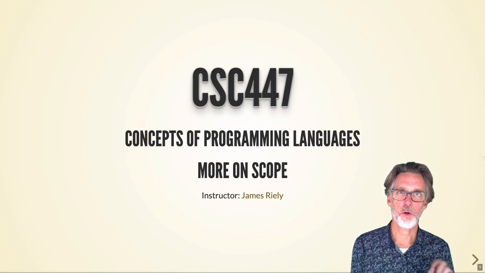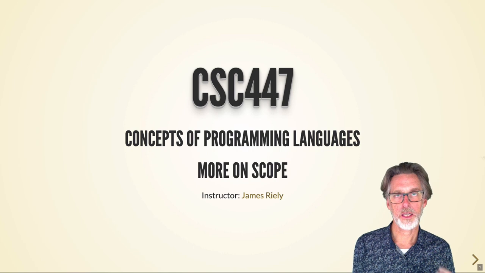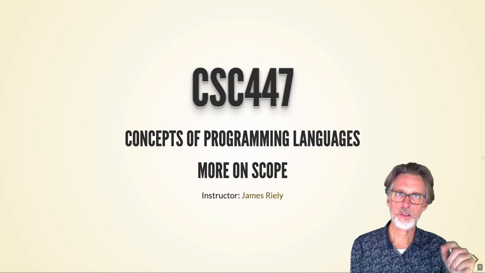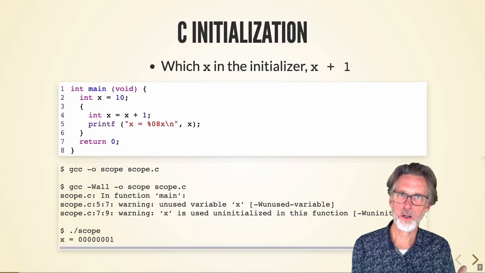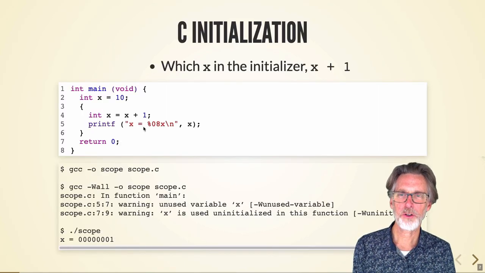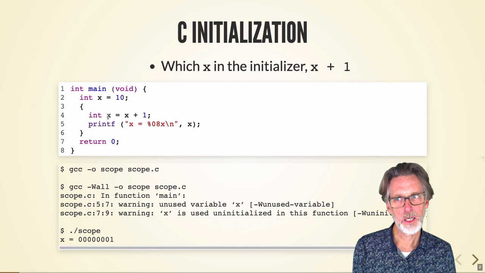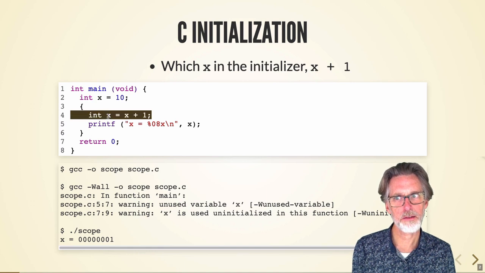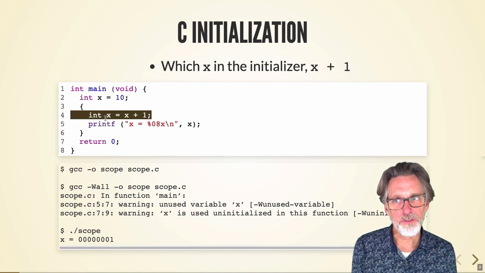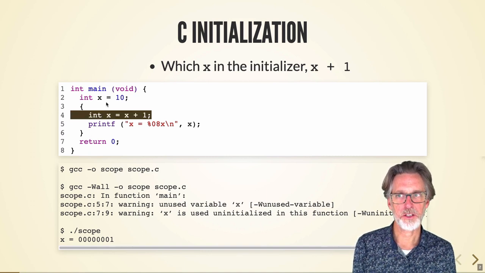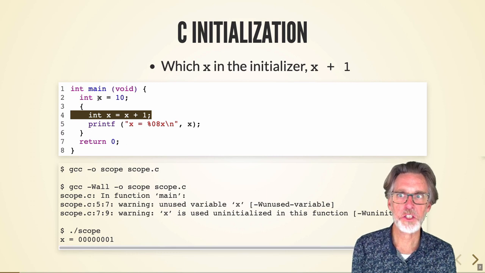In this lecture, I want to talk about two issues that involve scope. One is recursive definitions, and the other one is dynamic scope. What's a recursive definition? If you look at line 4, it's not obvious what this means. Am I defining this variable in terms of itself? Or am I defining it in terms of the outer definition of x?